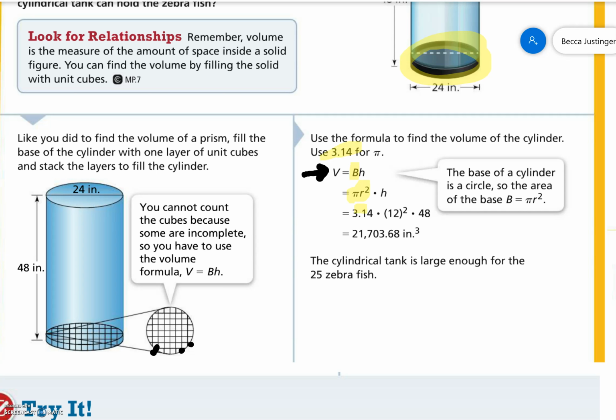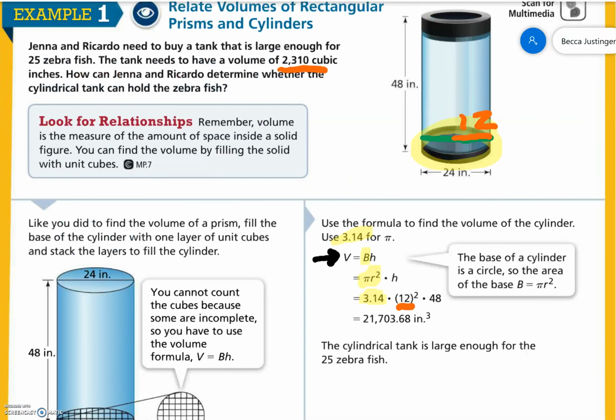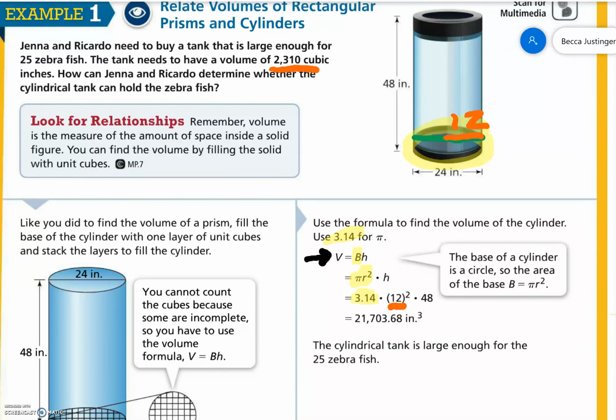They tell us to use 3.14 for pi. Our radius is 12 because remember, if this whole thing is 24, the radius is half of it, so that's 12. So you plug 12 in for the radius, and the height is how tall the cylinder is, 48. Okay, then we're going to work to solve, and you get 21,703.68. So it is large enough because we only needed 2,310. So it's much, much larger.